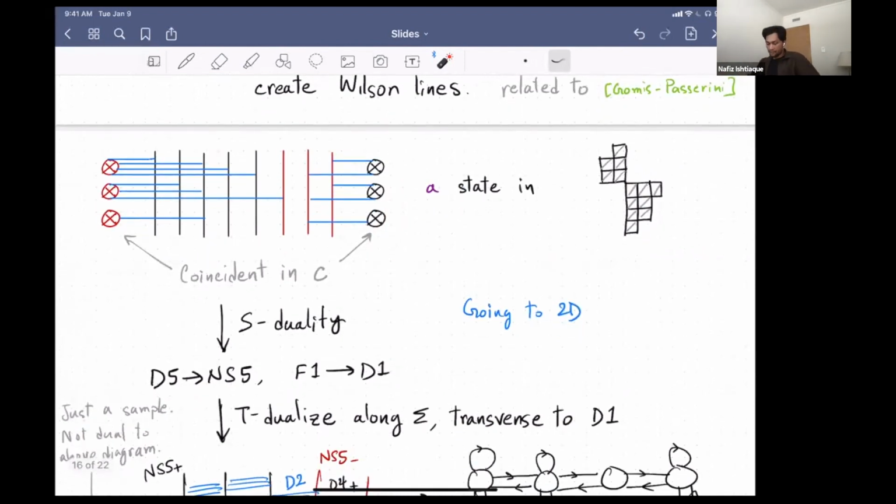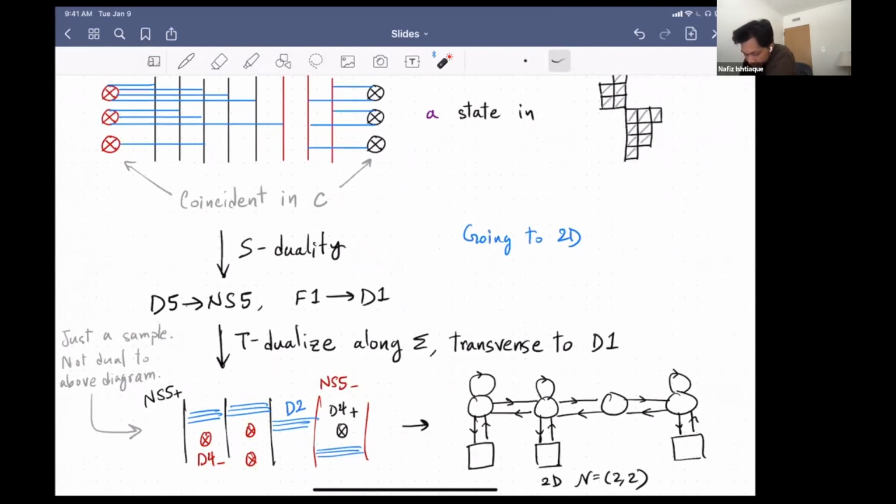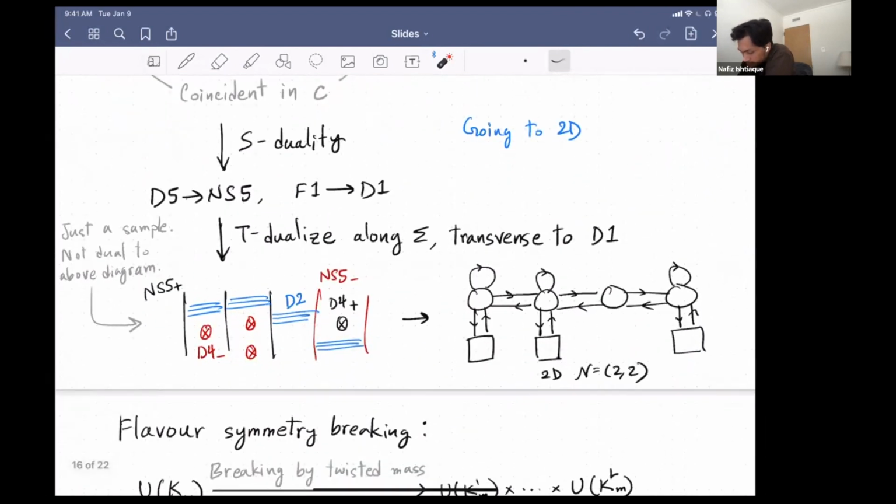All right. So now we can apply some string dualities to go to a different frame where instead of these fundamental strings, we will have something that will lead us to a 2D gauge theory in particular. So we can start by applying S duality, which will turn the D5s to NS5s, the fundamental strings to D1 strings or D1 branes. And then we can apply a T duality that's transverse to the D1 branes but parallel to the topological surface sigma. So ultimately we will end up with some configuration that looks like this.